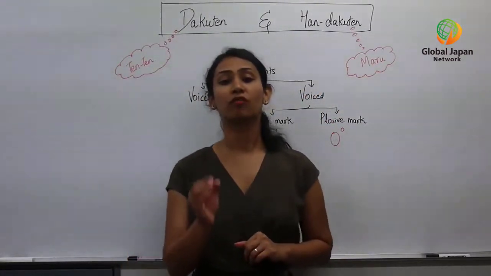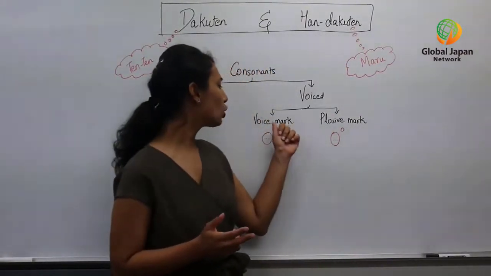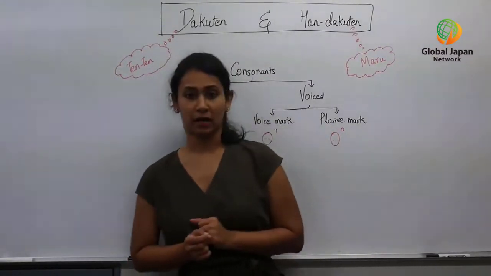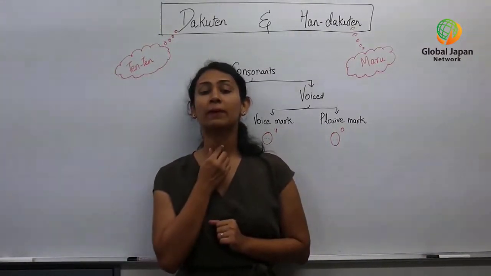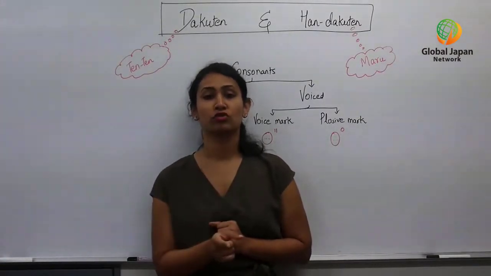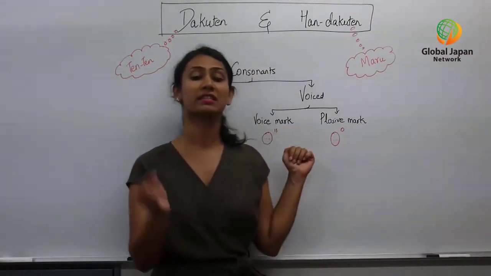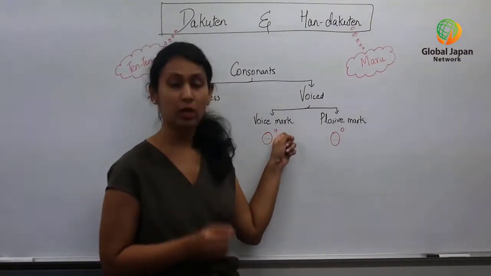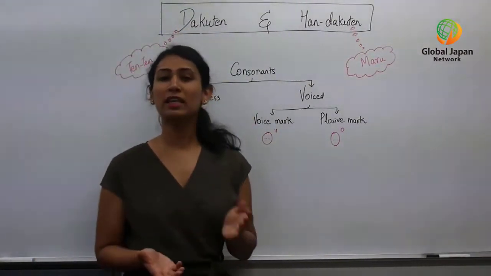A consonant can be converted into a voiced one either by using something called a voice mark or a plosive mark. Voice mark: when pronouncing a consonant creates a vibration on the vocal cords, on the throat, those consonants are categorized under the voice mark, wherein the consonant is converted by adding something called a voice mark, which in Japanese is called dakuten. Colloquially we call it tenten.